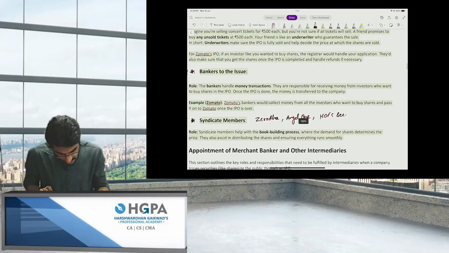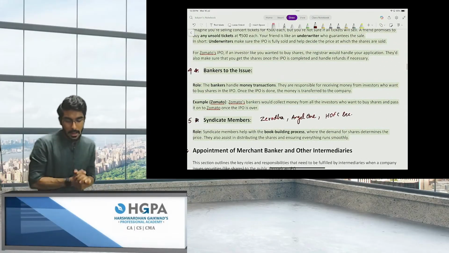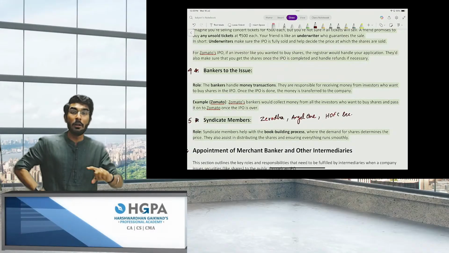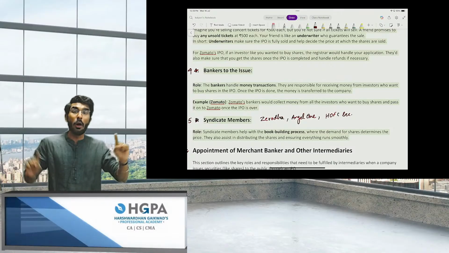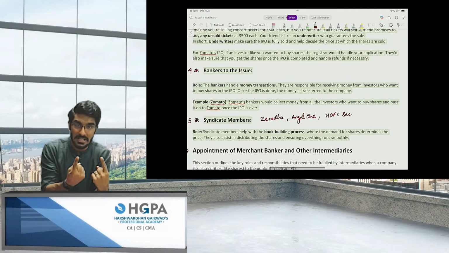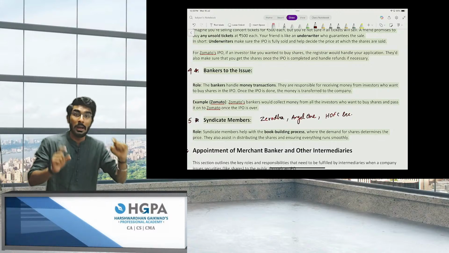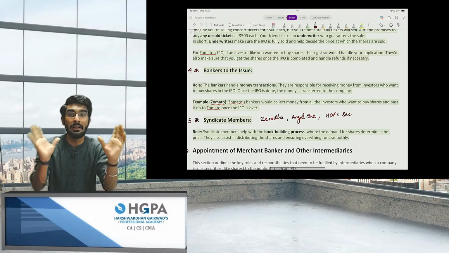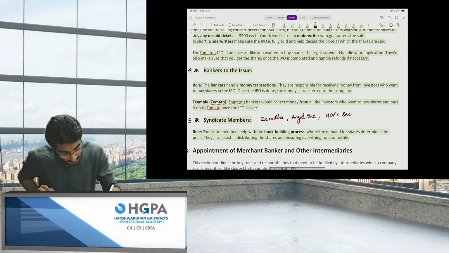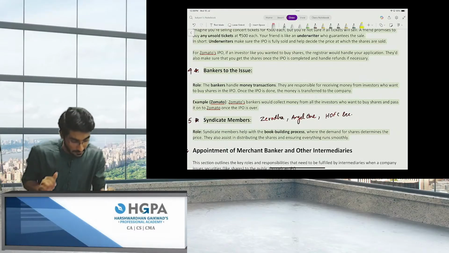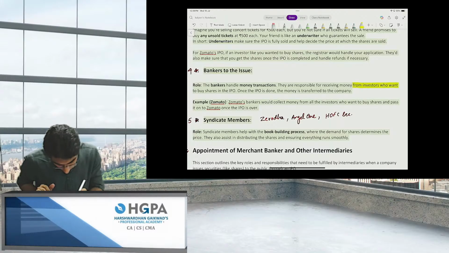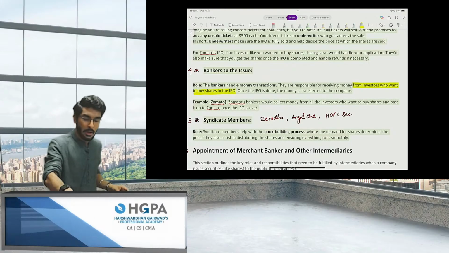Let's quickly read it. The bankers handle all the money related transactions. The registrar handles all the share related aspects. But the banker to the issue deals with all the money related transactions. They are responsible for receiving money from the investors who want to buy shares in the IPO.